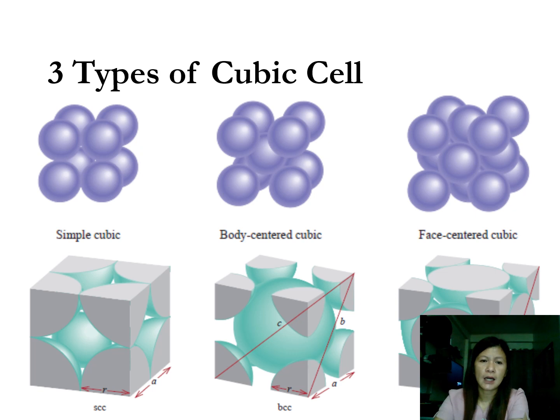So notice the number of atoms in the simple cubic cell. We have a total of 8 atoms. In BCC or body-centered, we have 8 plus 1 in the middle, we have 9. And in face-centered, we have 6 additional in the middle of each face, so that gives you a total of 14 atoms.